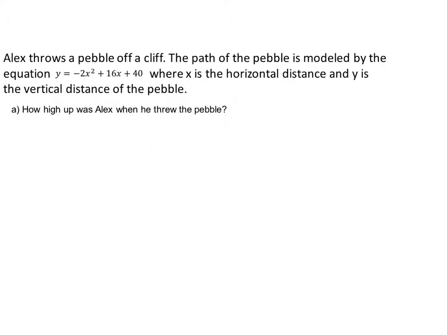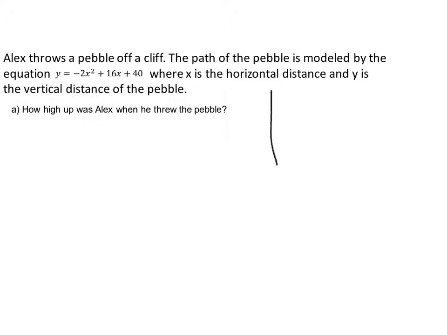Okay, so Alex throws a pebble off a cliff. The path of the pebble is modeled by the equation y equals negative 2x squared plus 16x plus 40, where x is the horizontal distance and y is the vertical distance of the pebble. So how high up was Alex when he threw the pebble?